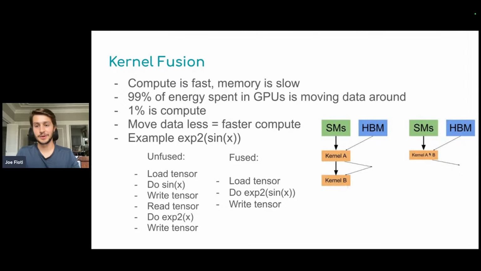And instead, what we can just do is load the tensor, and then while we're in the streaming multiprocessor, we don't ever need to actually save the intermediate output. We can just immediately do all the operations possible right in the processor and then save the final output. And so that ends up taking usually about half the time of the naive case.